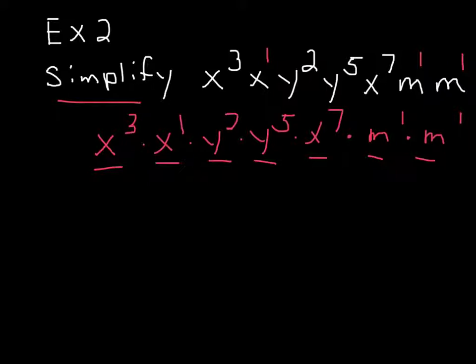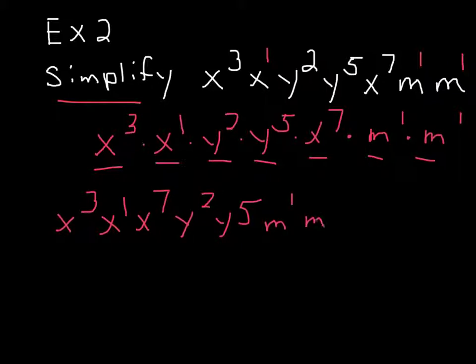Now let's simplify this expression, and notice that I'm going to place all my x's together. So I have an x cubed times an x to the first times an x to the 7th. Now I'm going to put all my y's together: y squared, y to the 5th, and then m to the first, m to the first. Now combine these, and combine these.